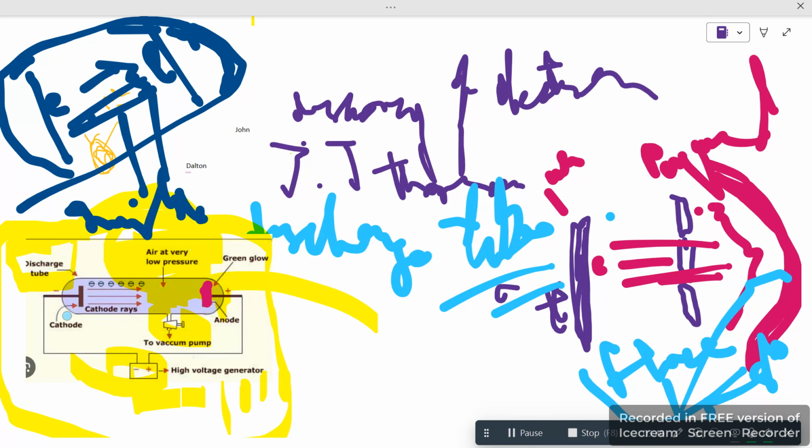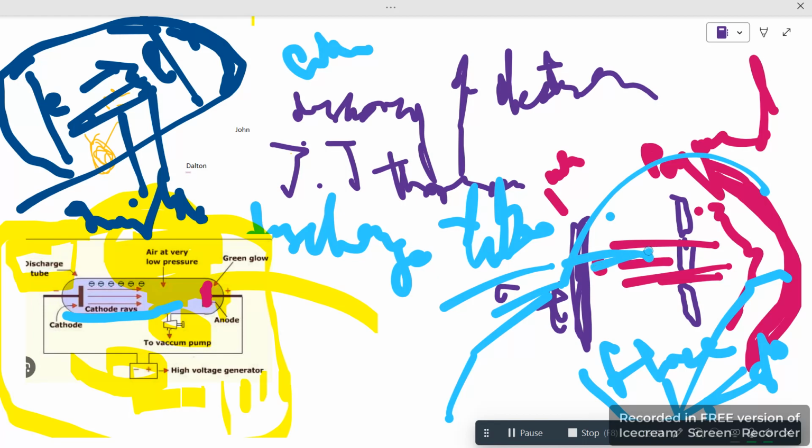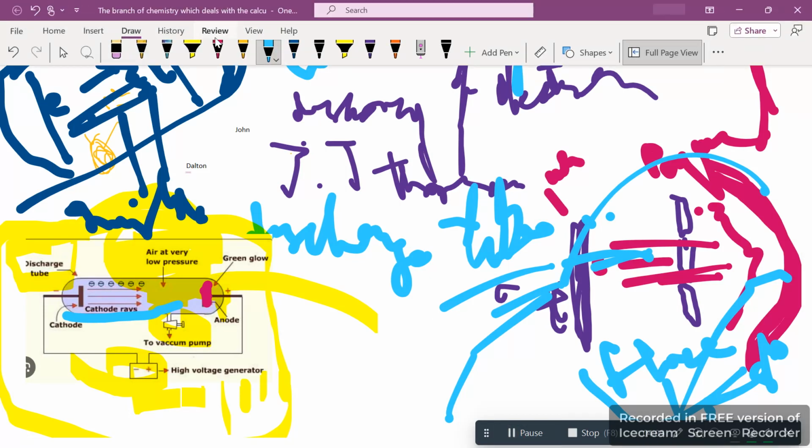That's why we have given the name cathode: because from cathode to anode, the electrons are moving from the cathode. So these rays which are going are also known as cathode rays. That's why we give the name cathode rays.